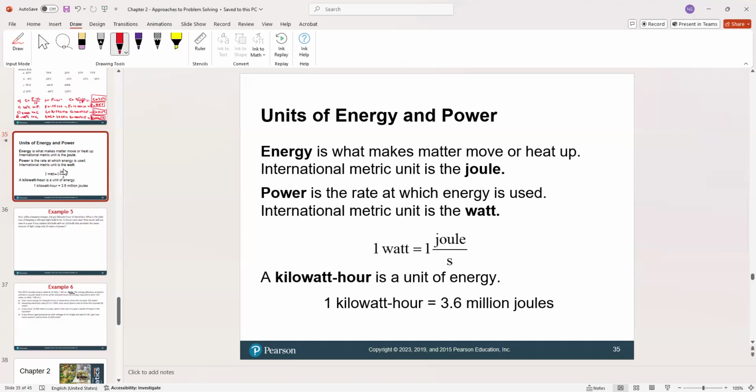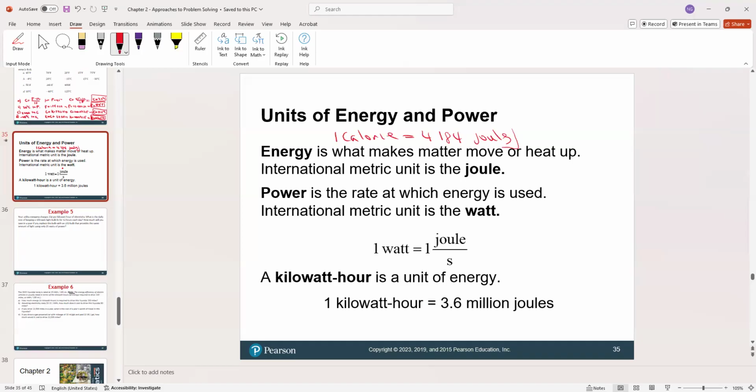A typical adult uses about 2,500 calories of energy each day. The international metric unit of energy is the joule. So 1 calorie is equal to how many joules again? Because joules is the international measure, 4,184 joules. Please keep that one and put it somewhere because we might need it later.